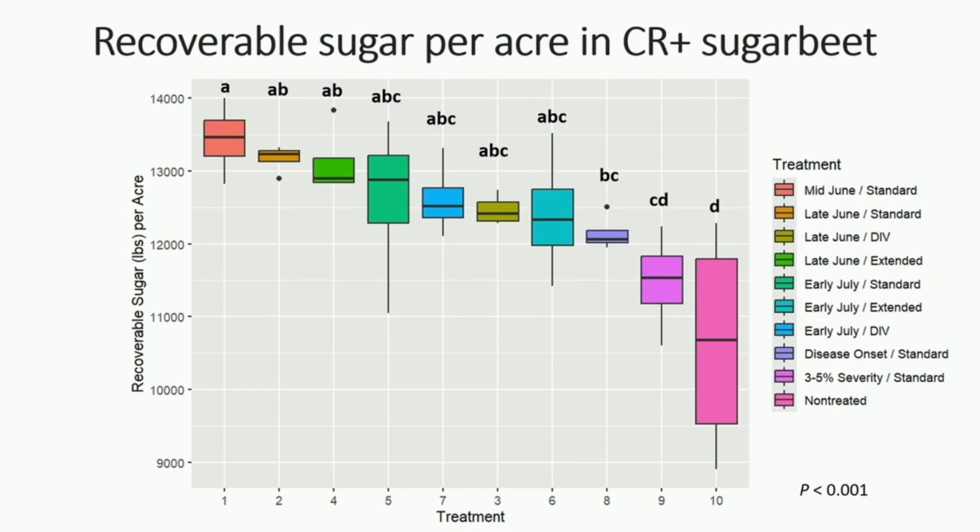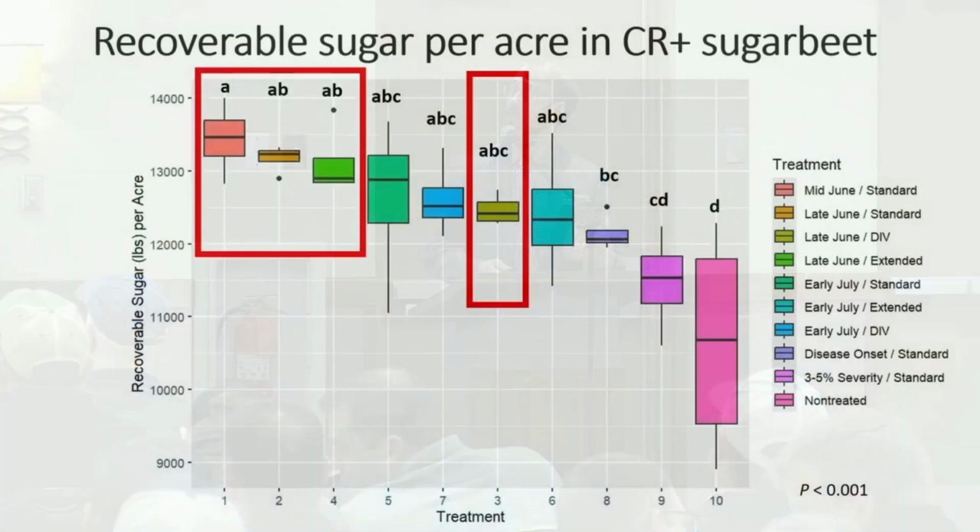So recoverable sugar, here I have a chart with recoverable sugar and treatments ordered by RSA, that is, in terms of the sugar per acre. And again, those early June treatments, mid-June and late June treatments outperform fungicide programs starting in July. And I'd like to show we do have a little bit of an increase in that mid-June treatment, that June 14th, not statistically significant, but notable again in both the CR Plus and the non-CR Plus variety.